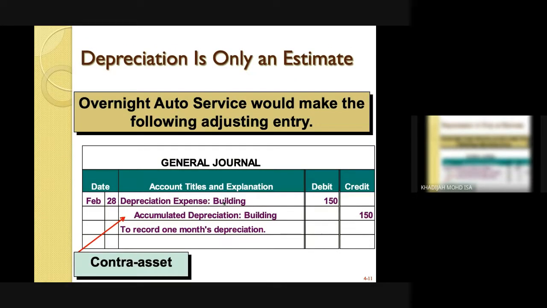You're going to debit your expense and credit your accumulated depreciation, building. So the accumulated depreciation is known as a contra asset. So that's why it's a credit. Asset is a debit, contra asset is a credit account. So this amount, the accumulated depreciation, will be deducted from the building itself. So you have two types of account here. We have the building, which is the asset. And then you have the accumulated depreciation, which is the contra asset. Okay, so two accounts there.